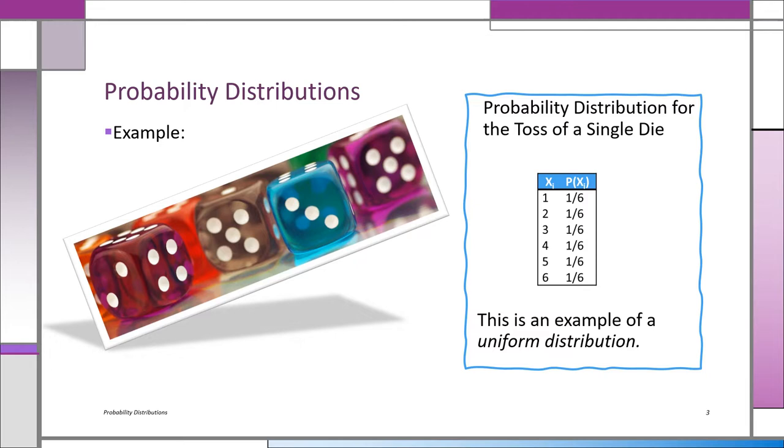Assuming the die is fair, not biased in any way, the outcomes are all equally likely. You're just as likely to get a 1 or a 2 or a 3 or a 4 or a 5 or a 6. So each one has the probability of 1 out of 6, probability of 1/6. If you like, you can call it a uniform distribution. But right now, all we want to see is that we can create a distribution by listing all the possible outcomes of a particular stochastic process, and alongside each outcome, the probability of getting that outcome.